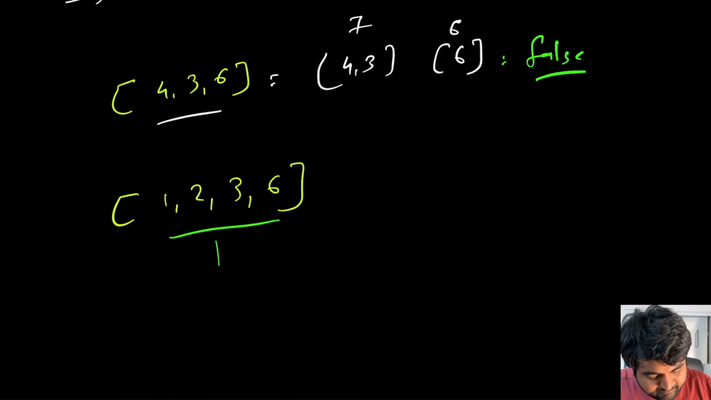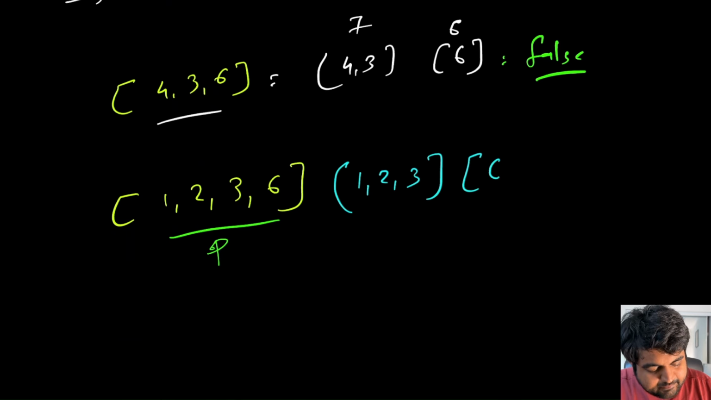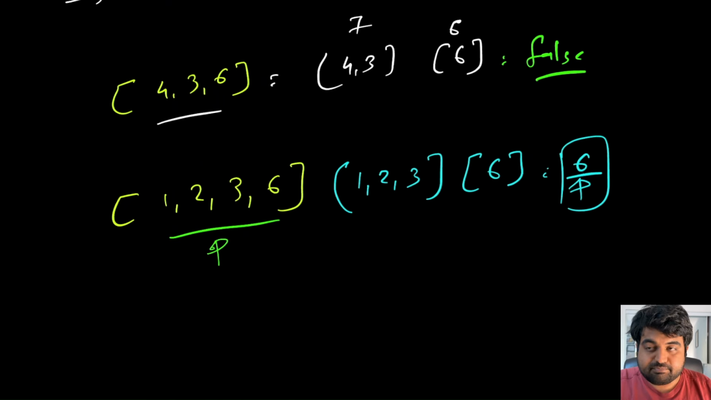Next, let's see one more example. So in this case, we can create a partition like this, 1 2 and 3 as the first partition and the second partition as 6. If we do the sum of either partition, eventually we would get the value 6 as the answer. Because we are seeing two partitions with equal sums being made, we need to return true in this case.